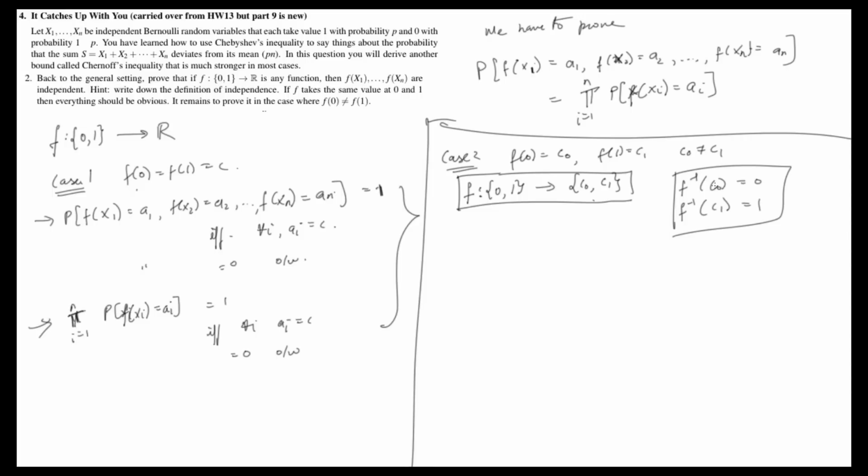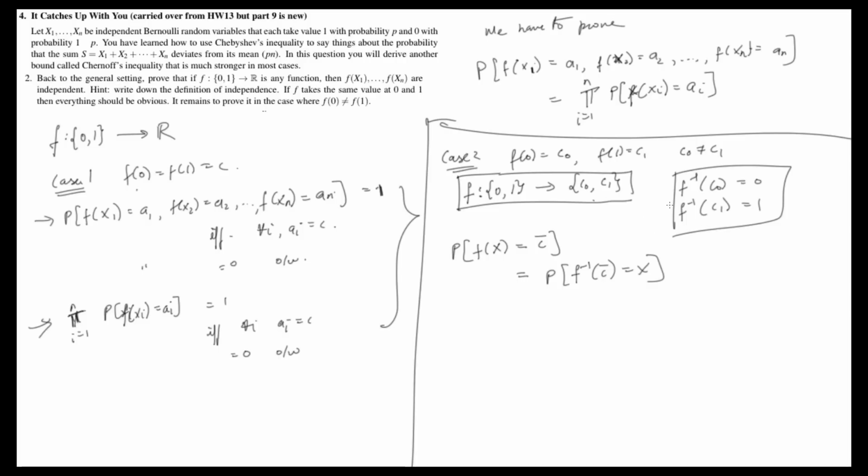So you can take an inverse of c0, and you can define f inverse of c0 is equal to 0, and f inverse of c1 is equal to 1. Right? And the key point to note here is that the probability that f of X is equal to some C bar, where C bar is either C0 or C1, is equal to the probability that f inverse of C bar is equal to X.